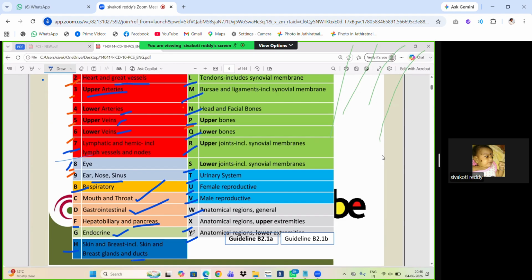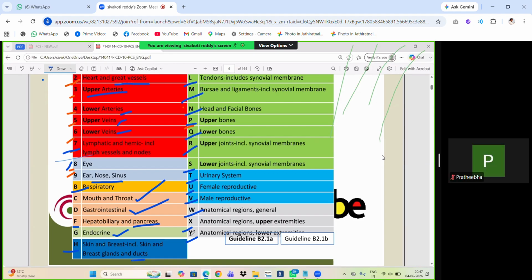Whenever they have not specified any bone or joint name, and simply give finger, leg, toe, foot, or hand, then we need to go with upper and lower extremities. Clear?